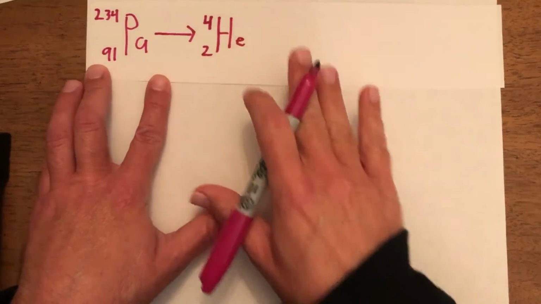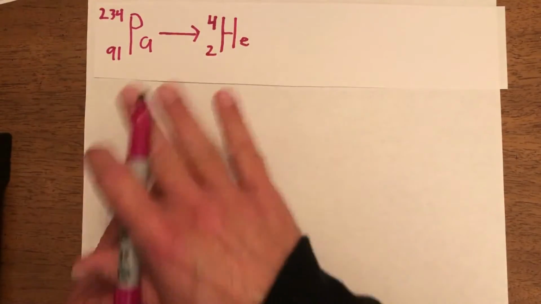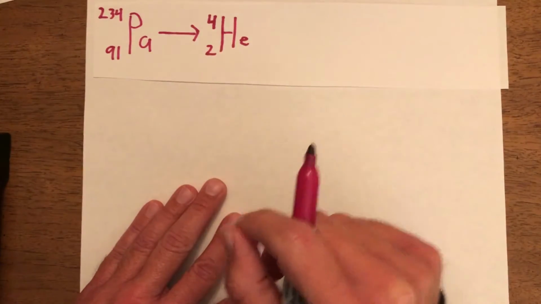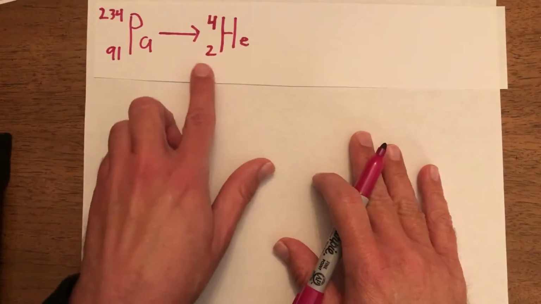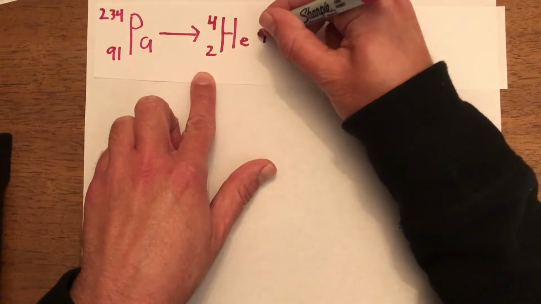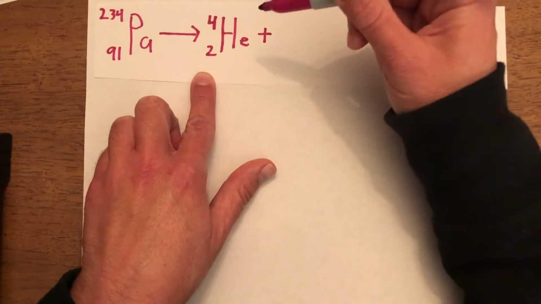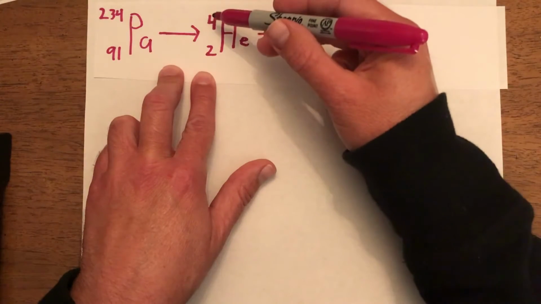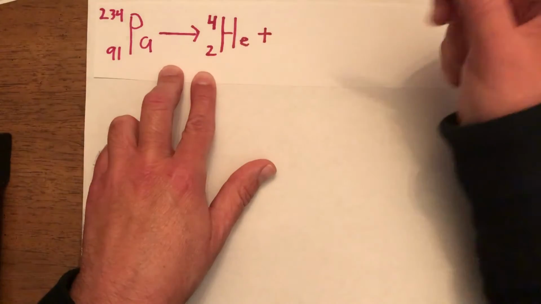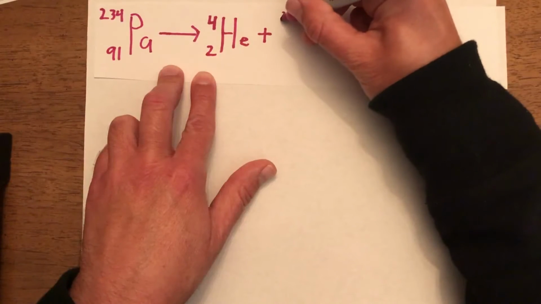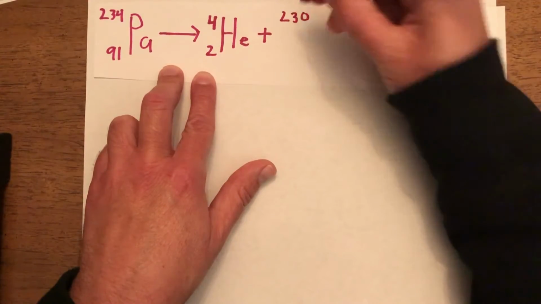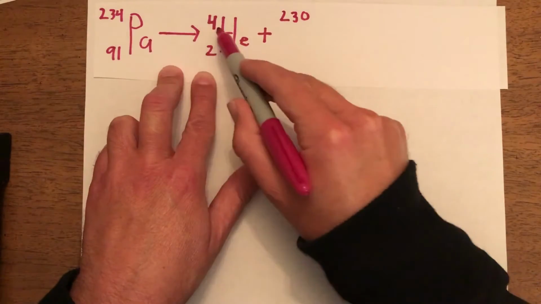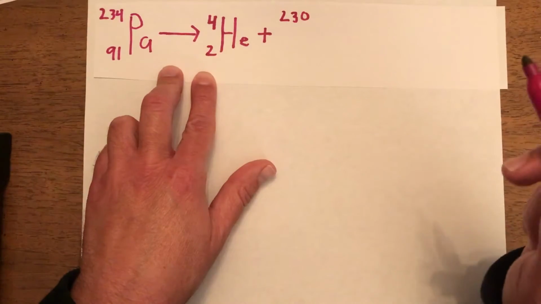Now here's the thing. In alpha decay, you can't destroy any protons or neutrons. They all got to be accounted for. So where can we find the other ones? Well, we create a new element that's left over. So here we had 234 protons and neutrons. 4 of them are here in the alpha particle. So 230 of them have to be somewhere else, right? 234 minus 4 is 230.